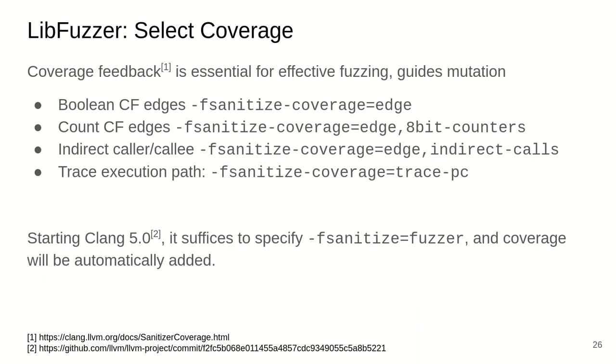LibFuzzer allows very different coverage feedback, and you can select the coverage that you are interested in. Coverage, as you know, is essential for effective fuzzing, and it guides the mutation. LibFuzzer supports a very diverse set of coverage. You can just do Boolean edge coverage, like an edge has been triggered or not. You can count how many times an edge has been covered with 8-bit counters. You can trace indirect calls. You can trace execution paths and whatnot, right? So you can be more and more fine-grained. So if you have any recent clang, you just do -fsanitize=fuzzer, and then coverage will be automatically added, and this is going to be fine.